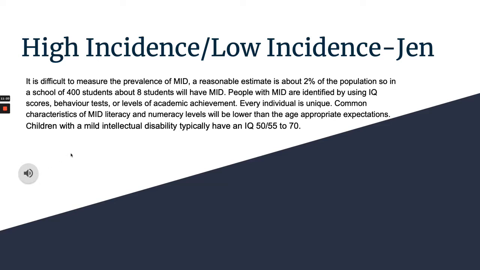It is difficult to measure the prevalence of MID. A reasonable estimate is about 2% of the population. So in a school of 400 students, about 8 students will have MID. People with MID are identified by using IQ scores, behavior tests, or levels of academic achievement. Every individual is unique. Common characteristics of MID: literacy and numeracy levels will be lower than the average appropriate expectations. Children with a mild intellectual disability typically have an IQ of 50, 55 to 70.